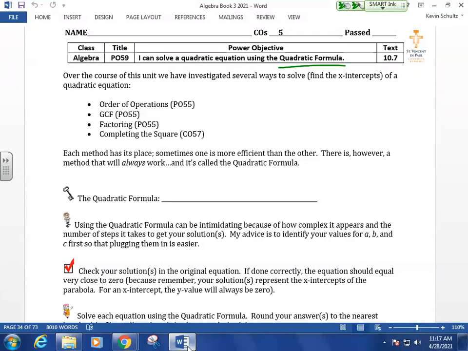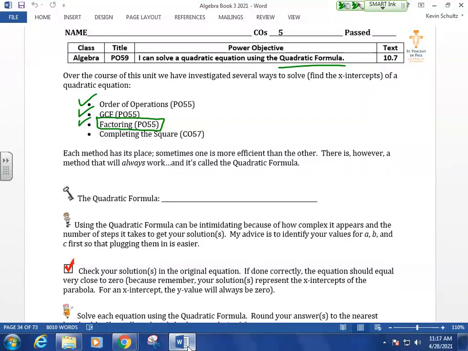And you might be thinking, wait a minute, we already solved for x-intercepts of a parabola, right? We spent 3 days on PO55 going over the 3 different ways to solve for the x-intercepts of a parabola. Why do I care about this? Well, if you remember, particularly with the factoring method, you had some of them that weren't factorable.